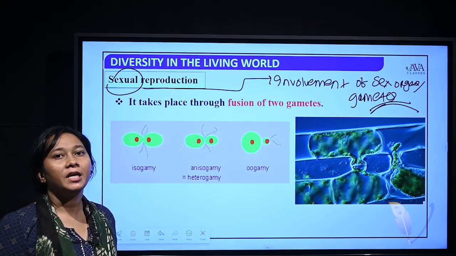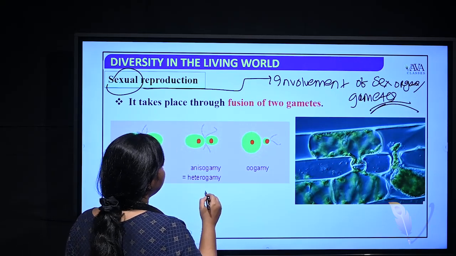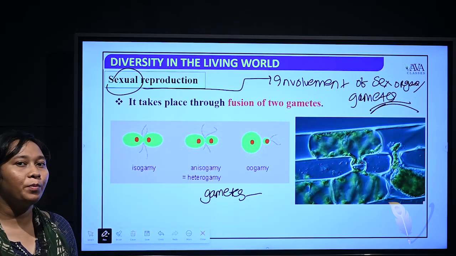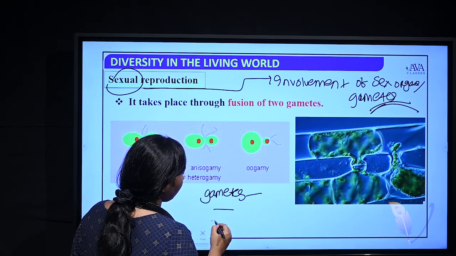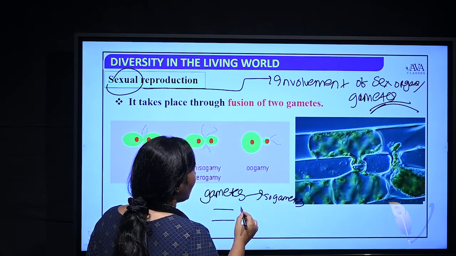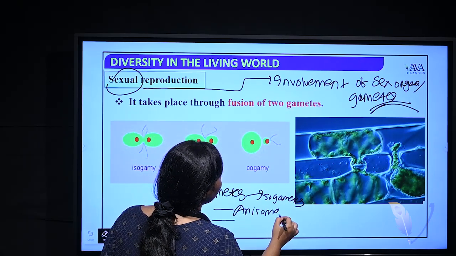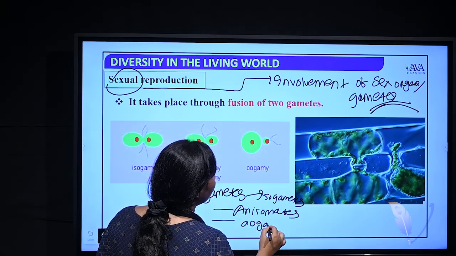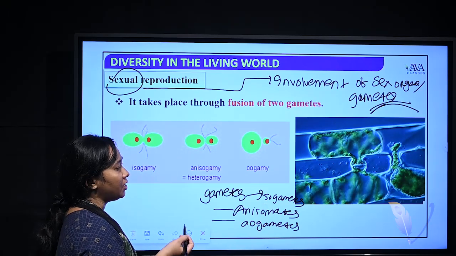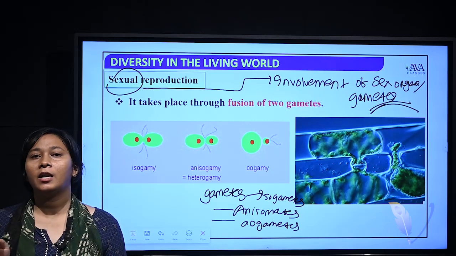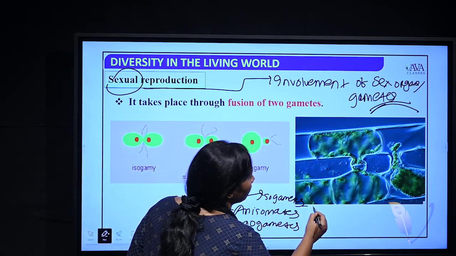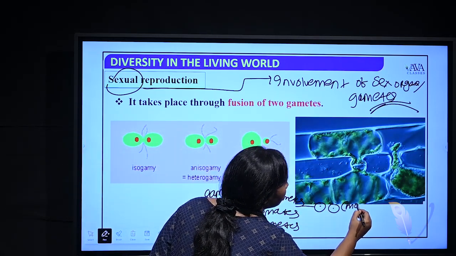So generally gametes are produced, and those gametes can also be of three types: isogametes, anisogametes, oogametes. In isogamy, or in isogametes, generally the gametes are morphologically similar.